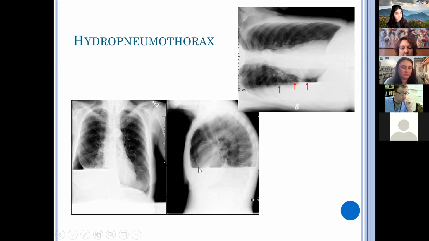This is what it looks like on a lateral view, where you've got this fluid collection that does not follow any borders. It just sort of sits across there. And the same thing here, you've got this line of fluid that does not follow any borders.